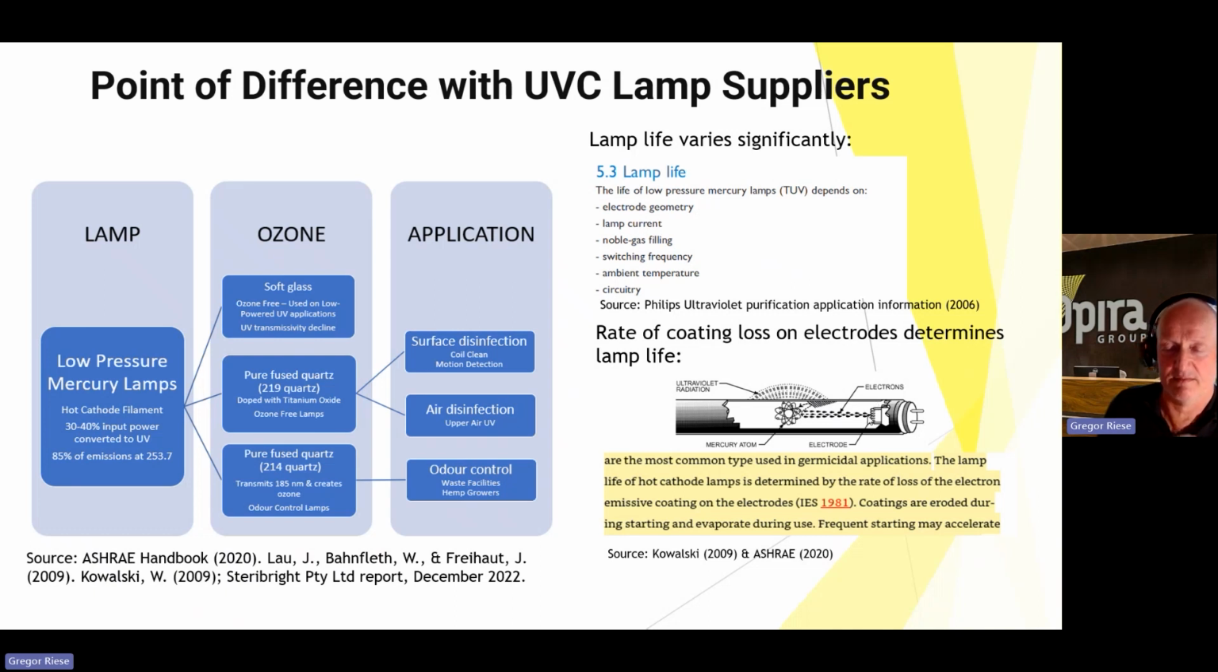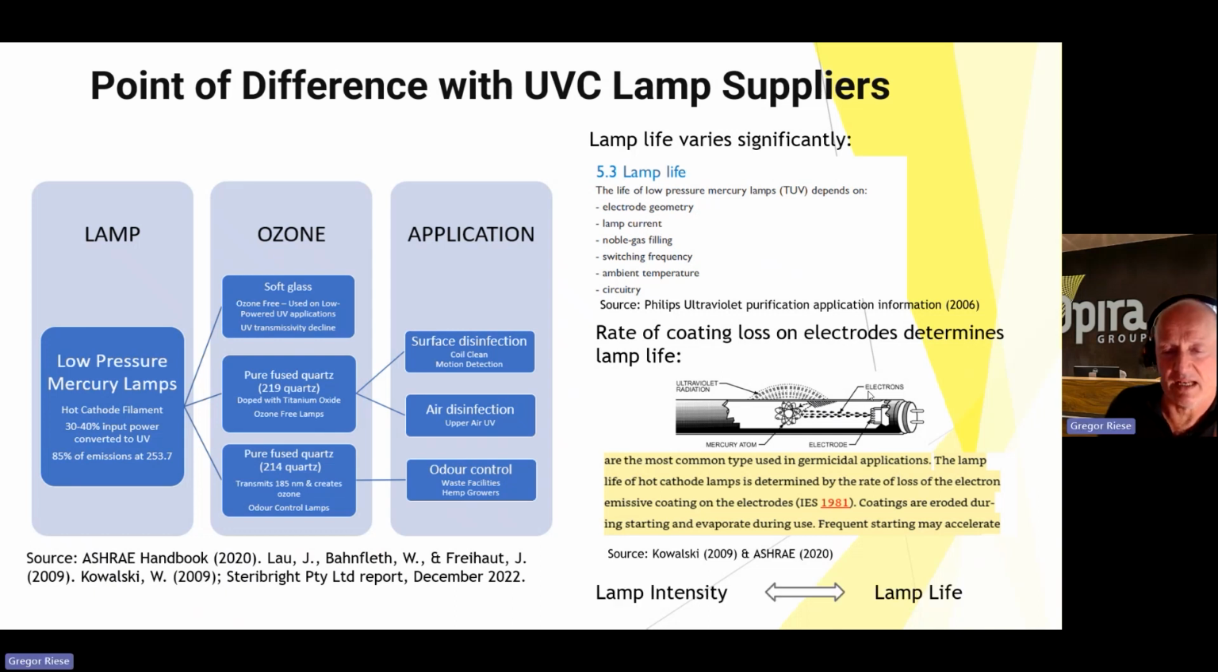and that's the actual mechanism by which these lamps decay over time, and some decay very, very quickly, in under 6 months, and some can go over 2 years, still giving significant UVC output. So that's something to look out for.